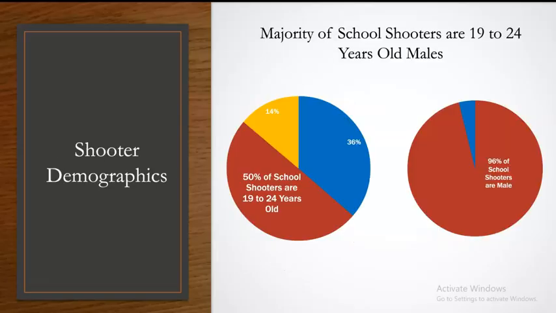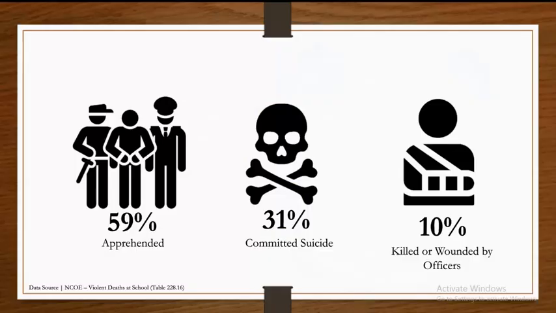As for the demographic information on the shooters, most were older teens to young adults, 19 to 24, 96% of which were males. As for their arrest status, 59% were apprehended alive. 31% had committed suicide before the officers could arrest them, and 10% were either killed or wounded by the officers who responded to the scene.